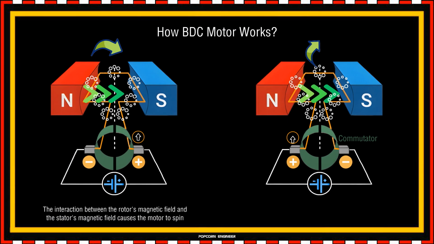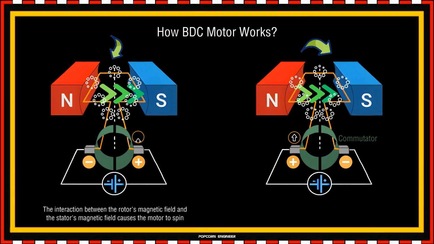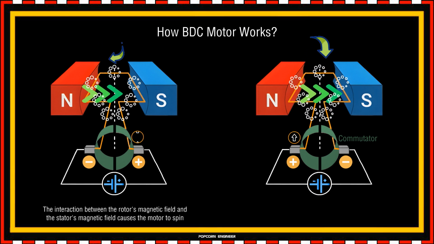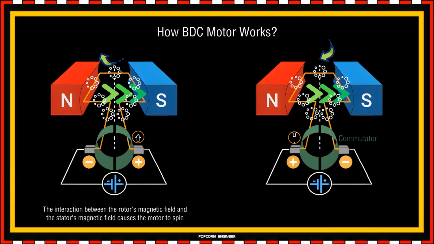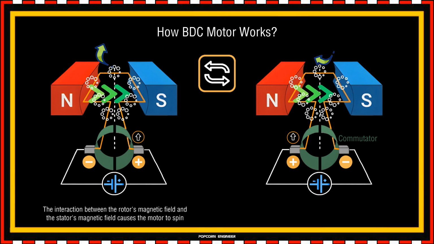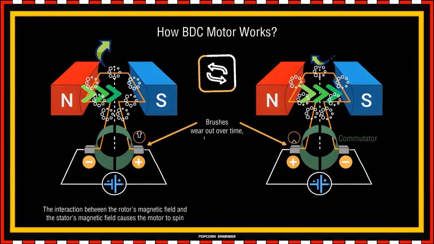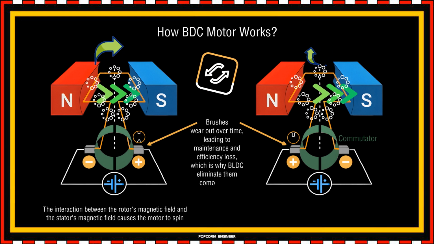As the commutator rotates, it reverses the polarity of the current in the coil, causing a change in the direction of its magnetic field. As a result, the coil rotates to align with its new orientation. This explains why brushed motors need brushes: to maintain electrical contact with the commutator in order to reverse the polarity of the magnetic field each time the motor rotates 180 degrees, resulting in smooth and continuous rotation. However, brushes wear out over time, leading to maintenance and efficiency loss, which is why brushless DC motors eliminate them completely.